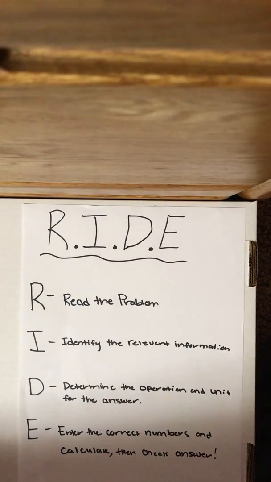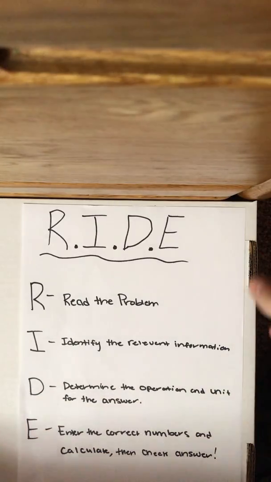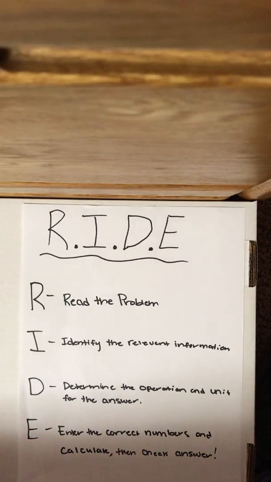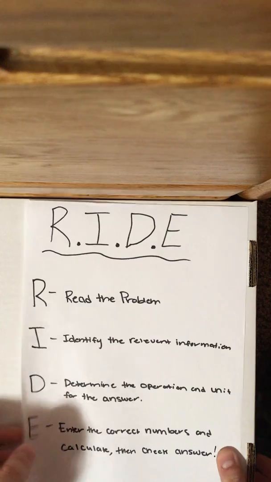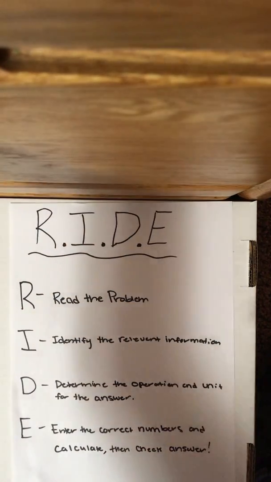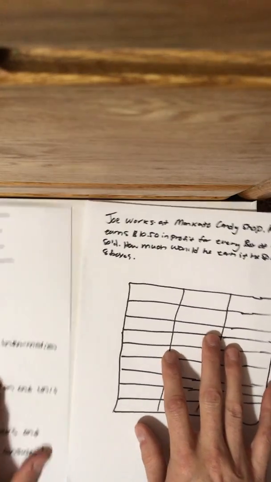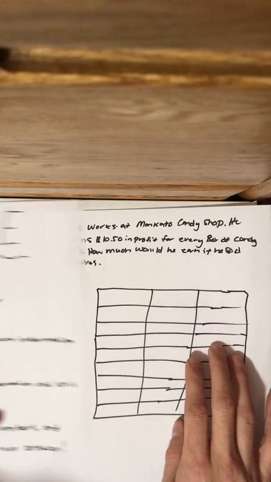So now we're going to use the RIDE problem solving strategy to solve one more math equation, just to make sure we've got down this new strategy and technique, so we're able to solve some difficult word problems in the future. We're going to follow the same steps we did last time. So our first letter is R, which is read the problem.